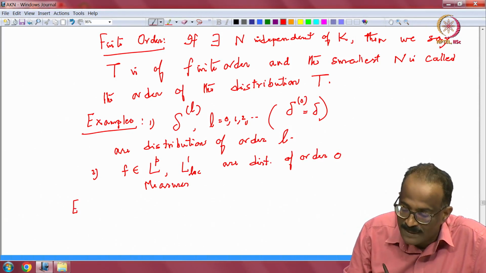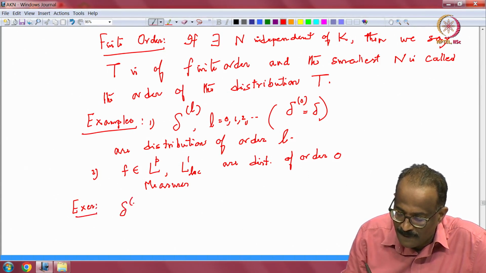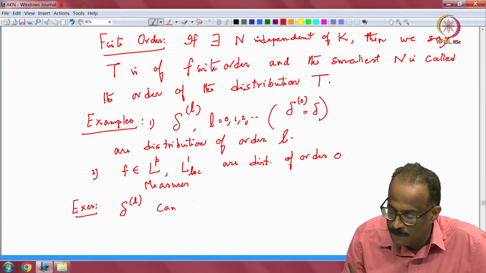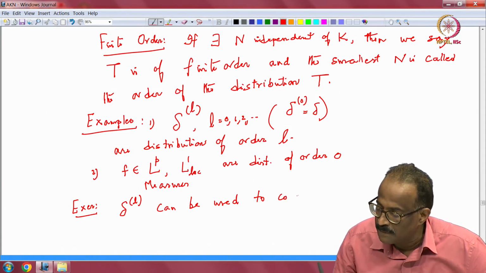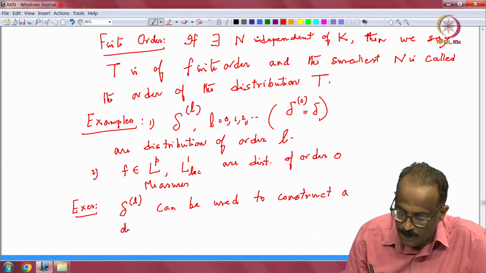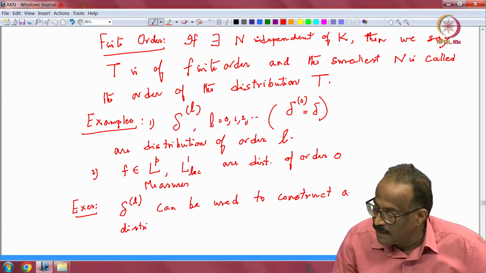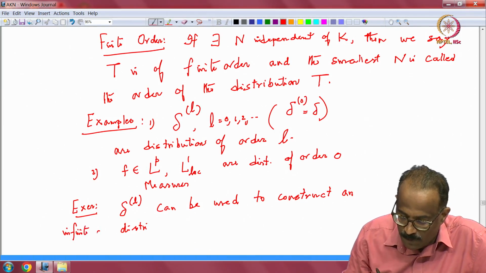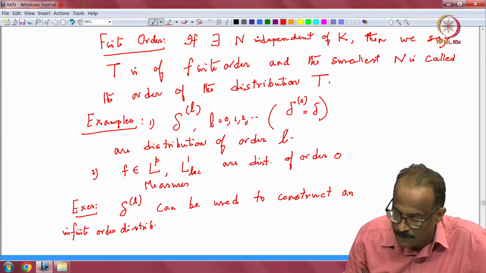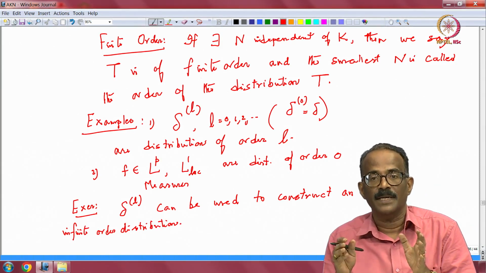Okay. So, here is a very small exercise: delta_L can be used to construct a distribution of order infinity. Construct an infinite order distribution. That means finitely many derivatives are not enough to estimate T phi.